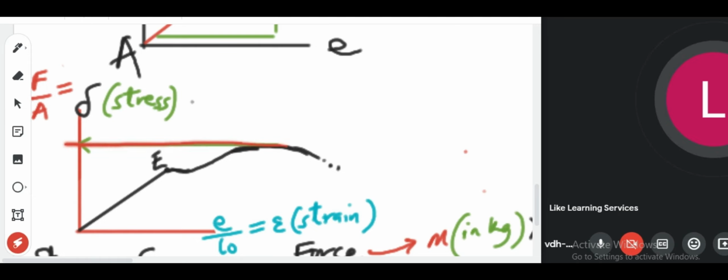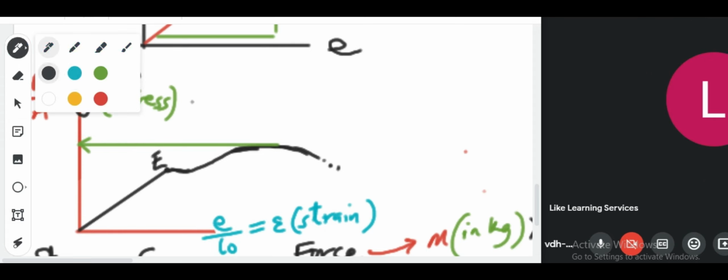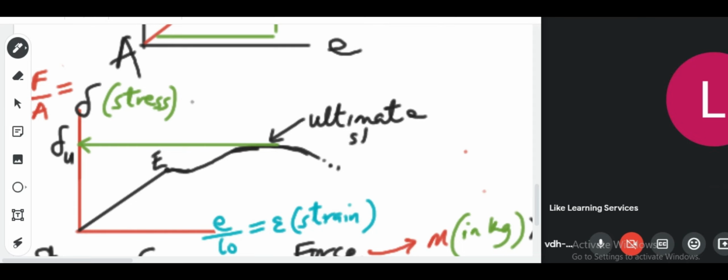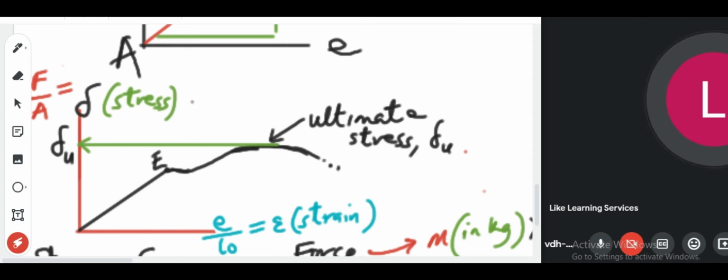So the highest stress possible is what we call the ultimate stress. So this produces the ultimate stress. This point is the region of the ultimate stress, which we can call sigma subscript U, ultimate stress. Ultimate, or the maximum stress possible. The sigma subscript U is the ultimate stress.